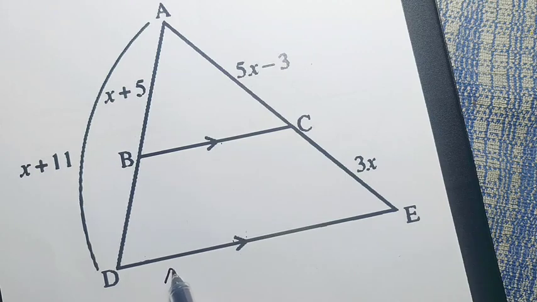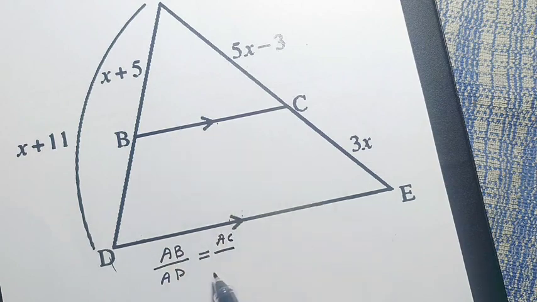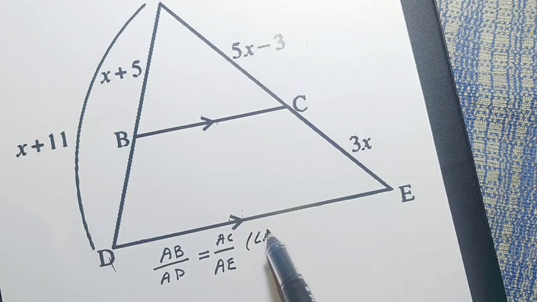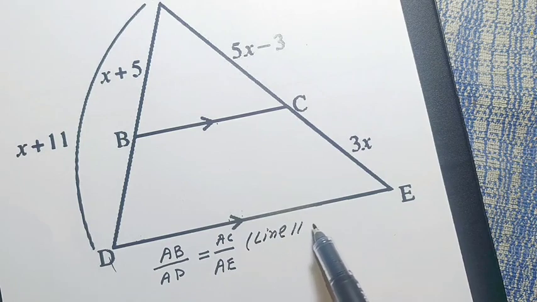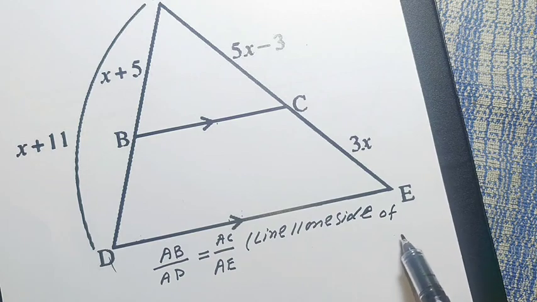AB over, I'm going to use this whole side AD, is equal to, I have to do exactly the same thing on the other side, AC over AE. And then I must give the reason: line parallel to one side of a triangle. So this is my reason.